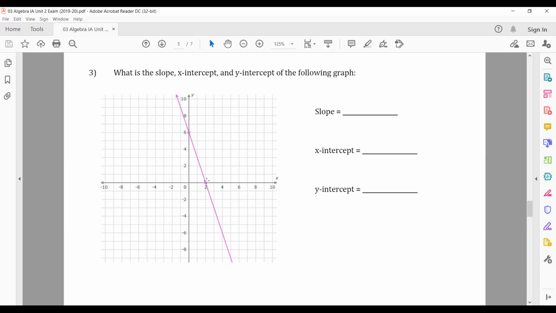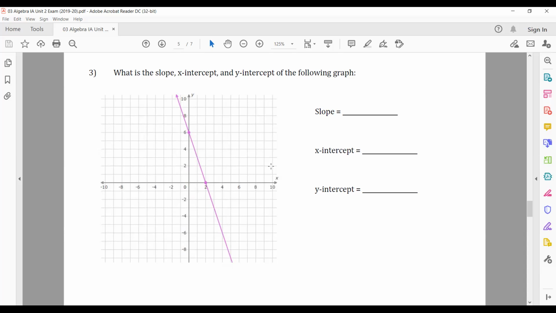The slope, I would count squares, 1, 2, 3, 4, 5, 6 up and 2 to the left. So 6 over negative 2, slope's negative 3. I didn't even need to do that. I could have just gone right to here because there's 3 over 1.